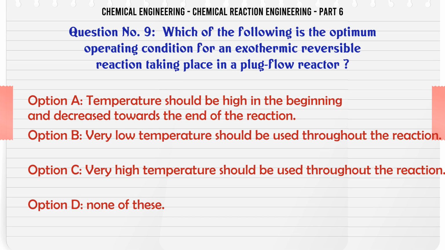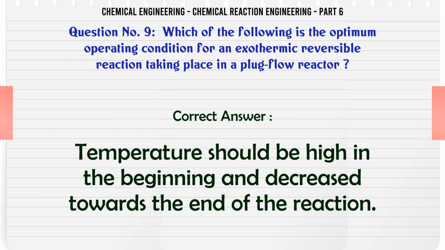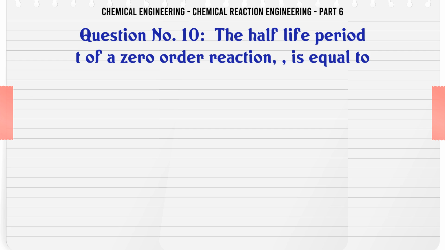Which of the following is the optimum operating condition for an exothermic reversible reaction taking place in a plug flow reactor? A. Temperature should be high in the beginning and decreased towards the end of the reaction. B. Very low temperature should be used throughout the reaction. C. Very high temperature should be used throughout the reaction. D. None of these. The correct answer is temperature should be high in the beginning and decreased towards the end of the reaction.